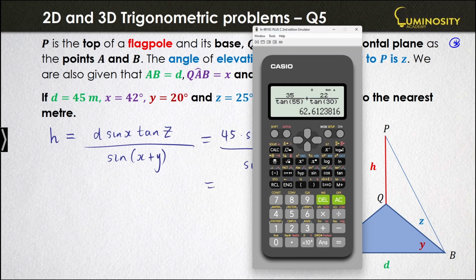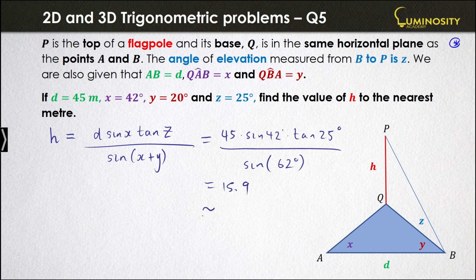So let's put that on a calculator. 45 sine of 42 degrees, tan of 25 degrees, all divided by sine of 62 degrees. And I get 15.9, which is approximately 16 meters to the nearest meter. All right, so this flagpole is approximately 16 meters. And that makes sense given the proportions in this diagram, because D was 45 meters, which is a long piece of that floor where the flagpole PQ is standing on.